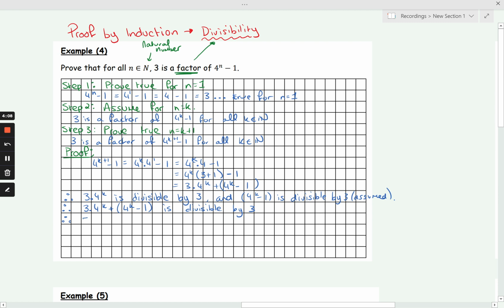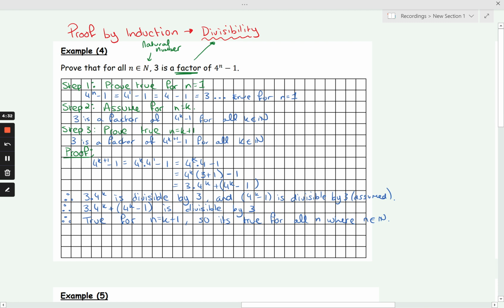So now I can say, therefore, it's true for n equals k plus 1. And if it's true for n equals k plus 1, so it's true for all n, where n is an element of our natural numbers. And that's example 4.